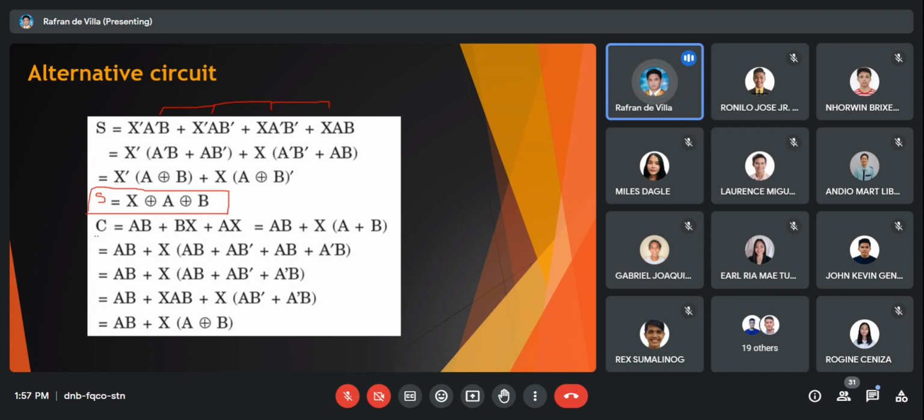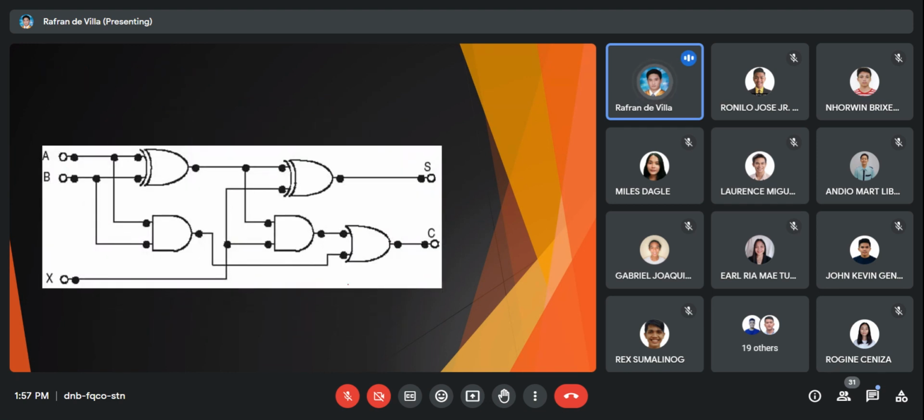And of course, for the carry, we could also reconfigure the carry to not make use of this expression. Instead, we will try to reorganize the way we group your C, such that when you look at the final output, guys, it now looks like this. Now, if you look at the design, what does this remind you of?